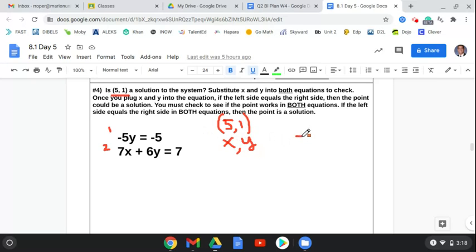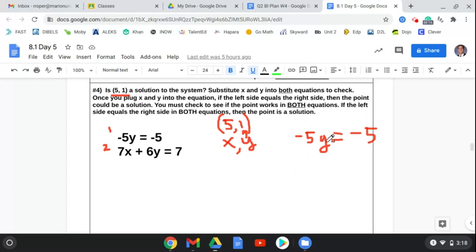And so in the first equation, negative 5y equals negative 5. I don't have an x value, right? So I'm not going to plug the x value into this equation anywhere because there is no x value in this particular equation, equation number 1. I'm only going to plug in the y value, which is 1.